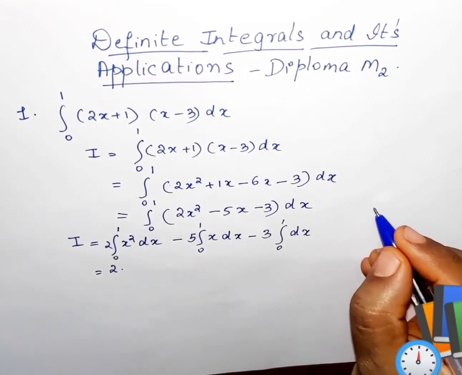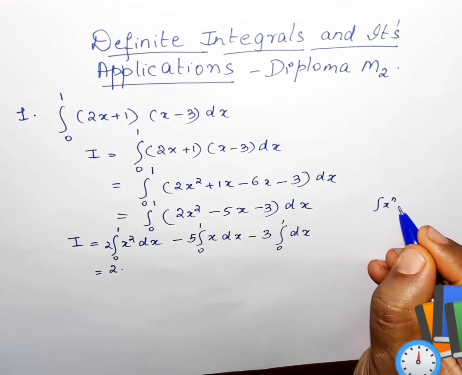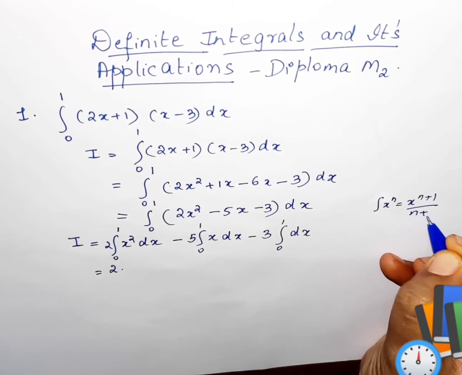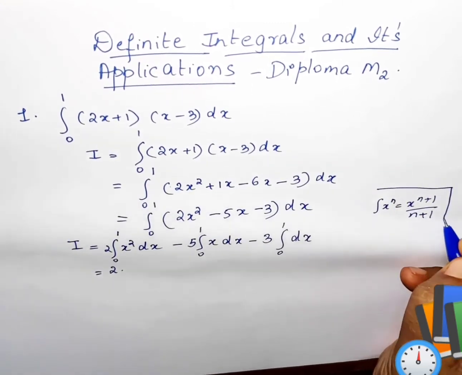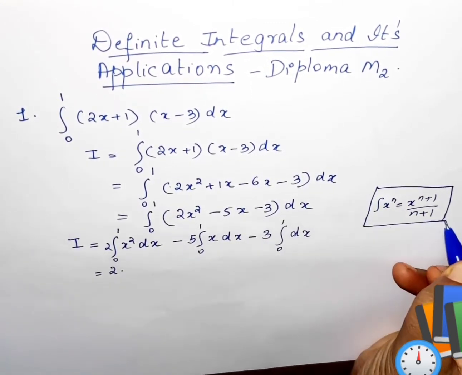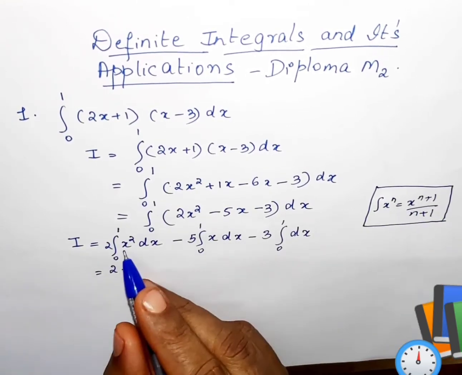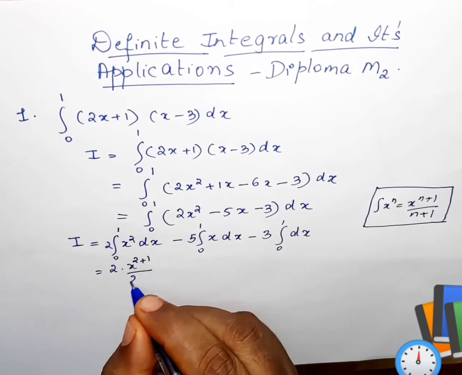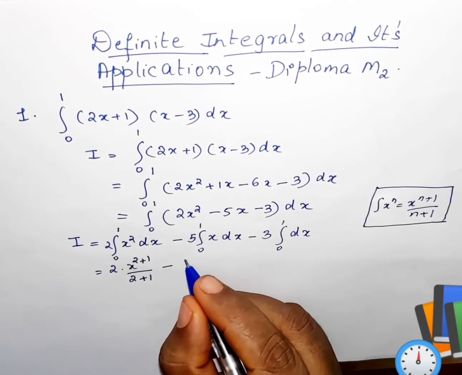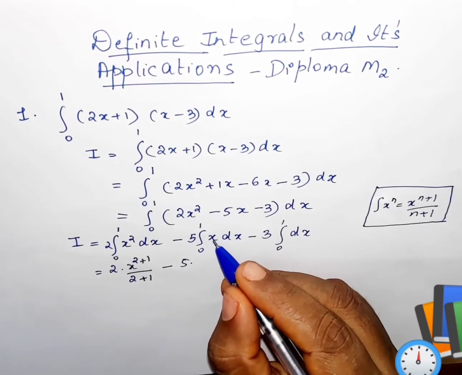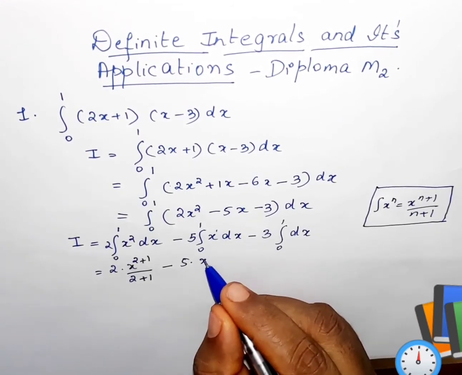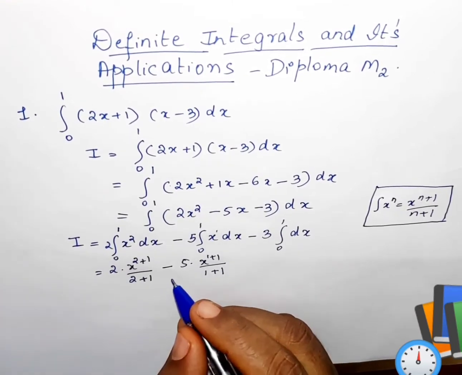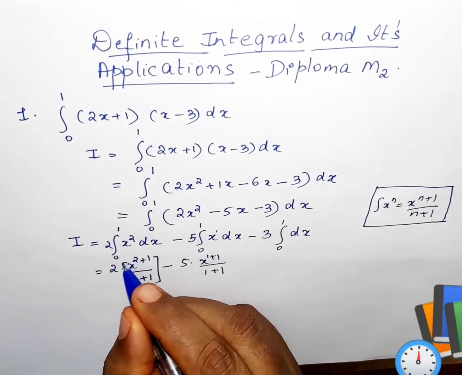So this will be 2 into, we already have discussed a formula in our last video, that is integral x to the power of n is equal to x to the power of n plus 1 divided by n plus 1. So we have to apply that to our x square since it is of the form x to the power of n. So this becomes x to the power 2 plus 1 divided by 2 plus 1 minus 5 into x dx means x to the power of 1 dx. So x to the power 1 plus 1 divided by 1 plus 1. We have applied the formula.